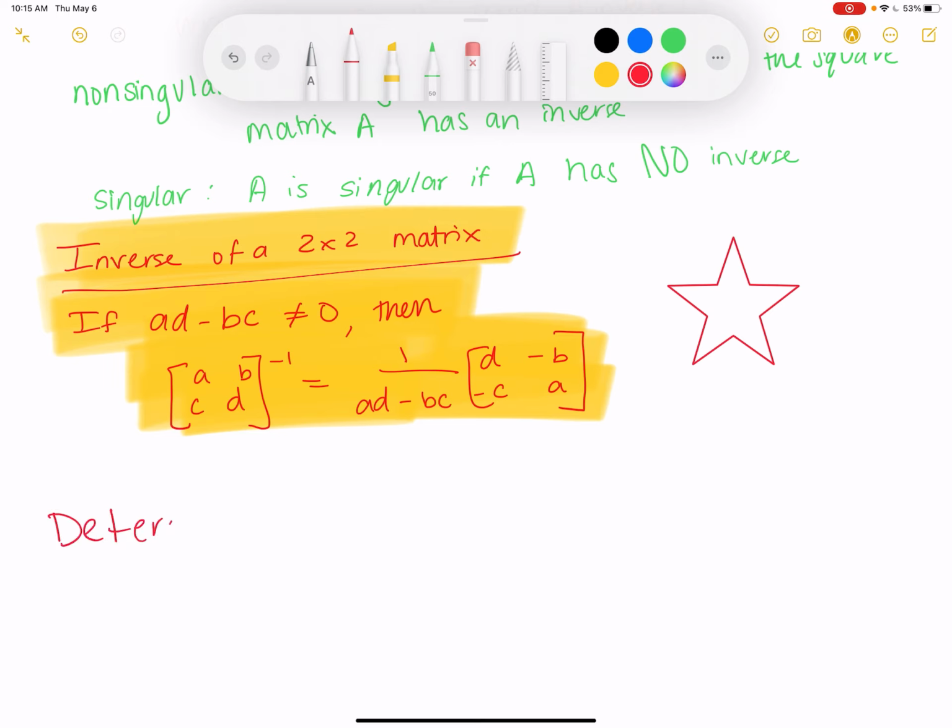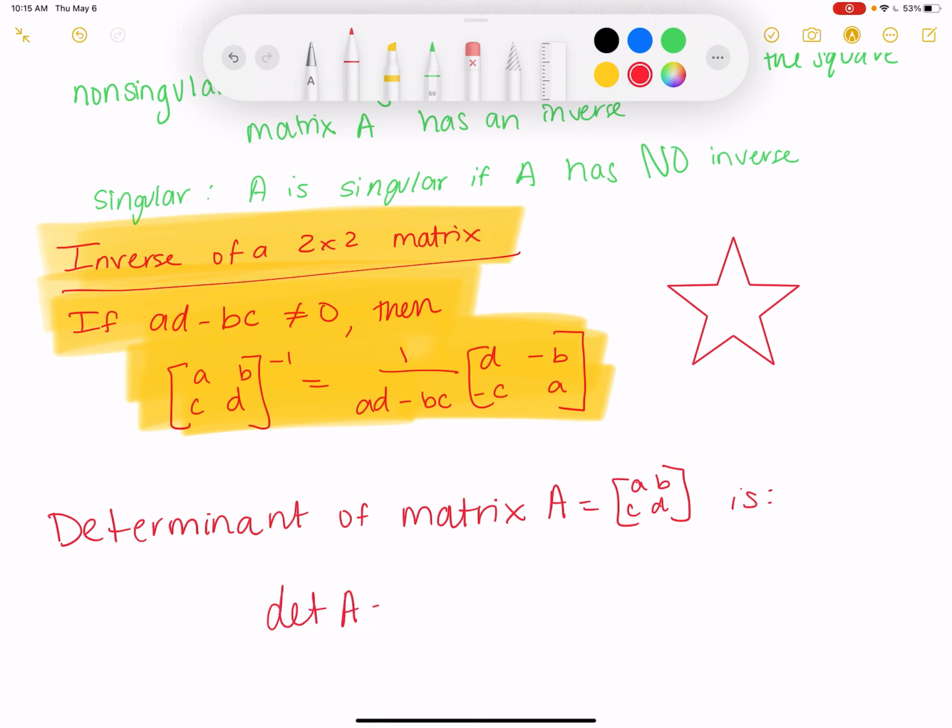The determinant of matrix A equal to A, B, C, D is equal to AD minus BC. It's another formula that you need to know.